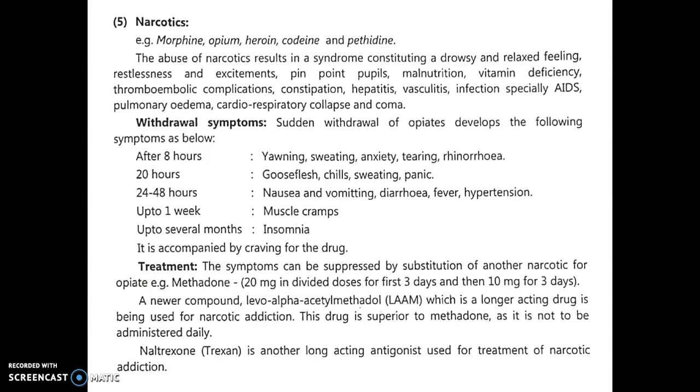Treatment: the symptoms can be suppressed by substitution of another narcotic for opiates, for example methadone. 20 mg in divided doses for the first 3 days and then 10 mg for 3 days. The newest compound is levo-alpha acetylmethadol, which is a longer acting drug used for narcotic addiction. This drug is superior to methadone as it does not need to be administered daily. Naltrexone is another drug, an antagonist, used for treatment of narcotic addiction.